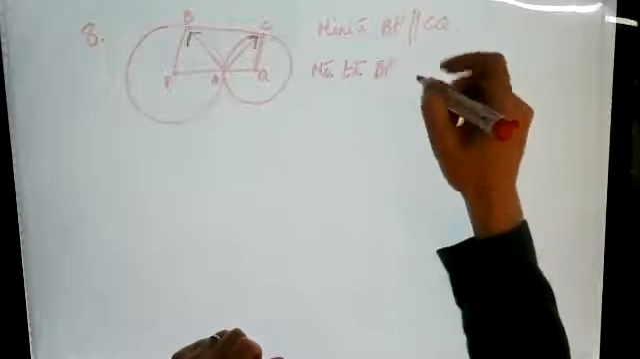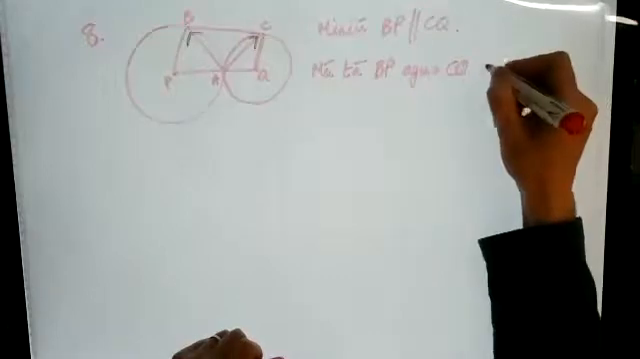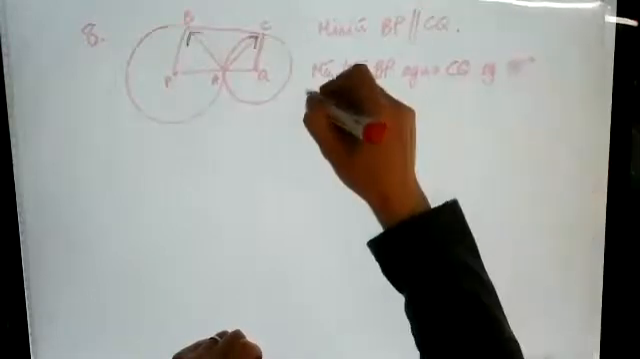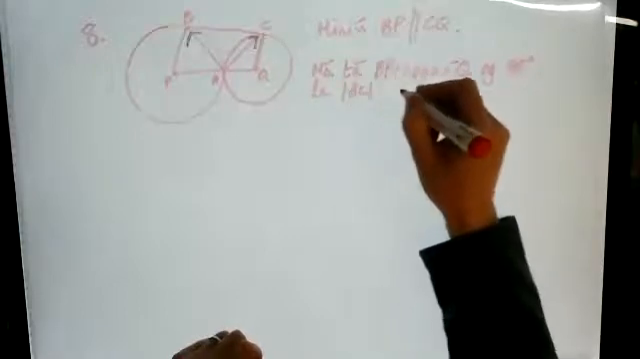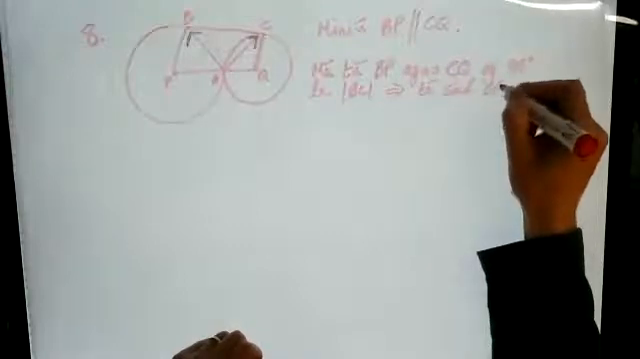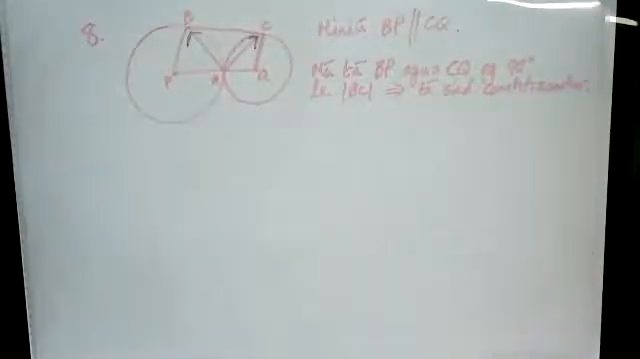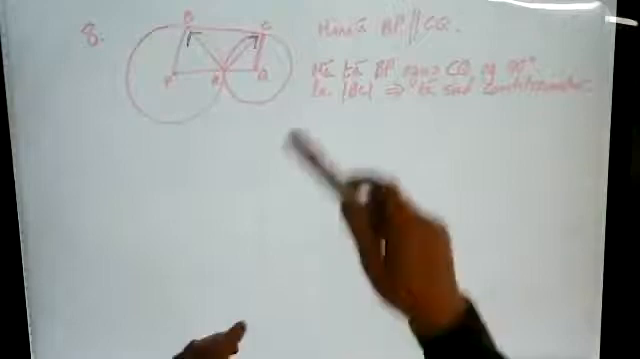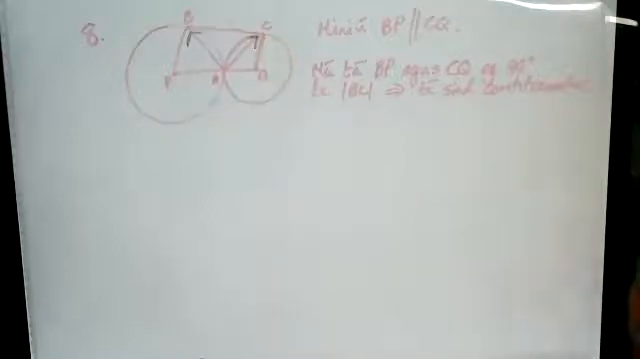So BP and CQ are both at 90 degrees to the line BC, therefore they are parallel. It's pretty straightforward. Okay, so that's it. Both angles are 90 degrees to the line BC, so they must be parallel.